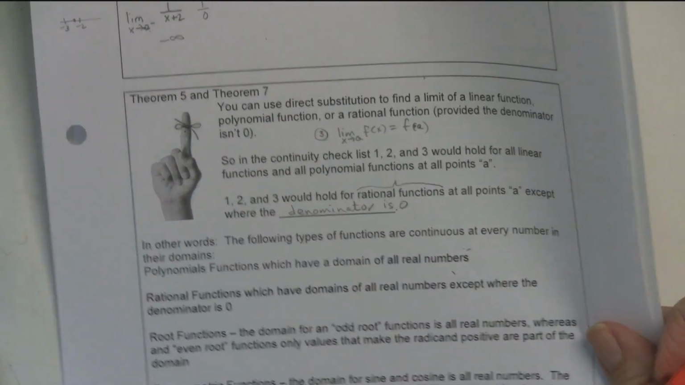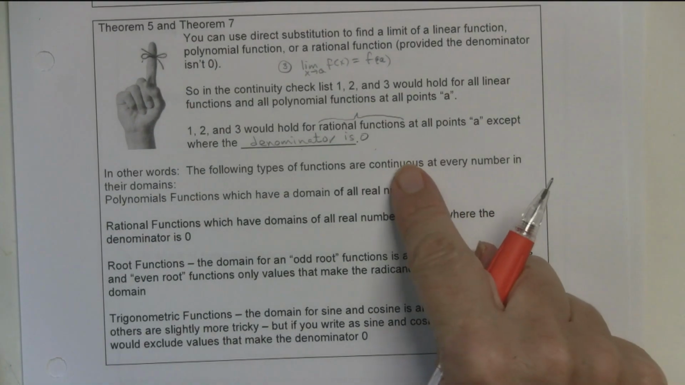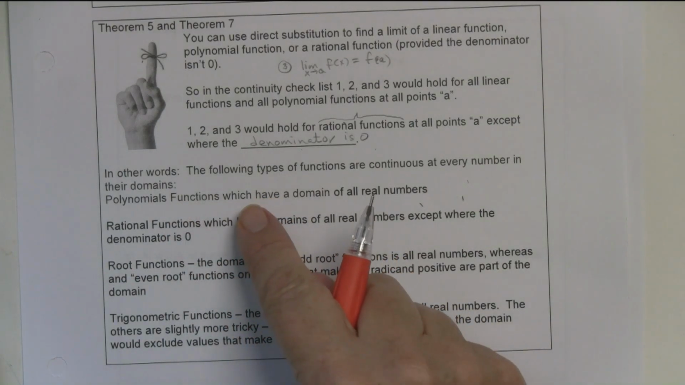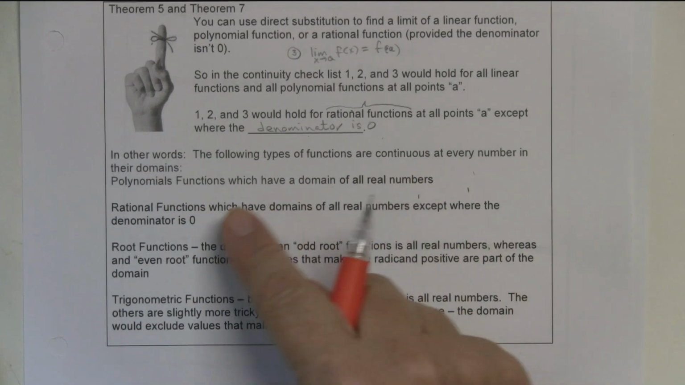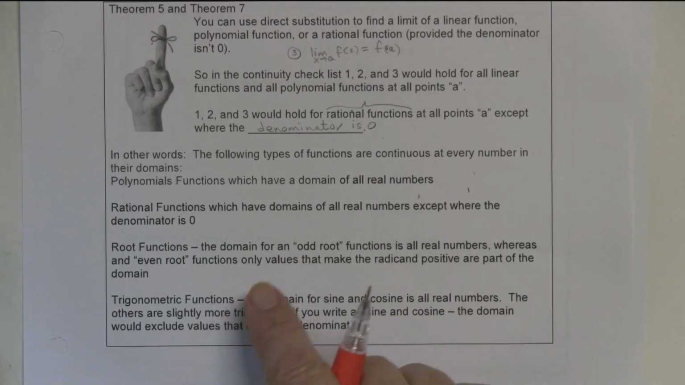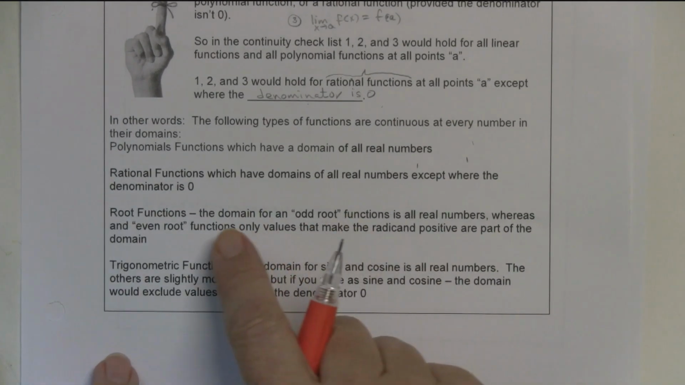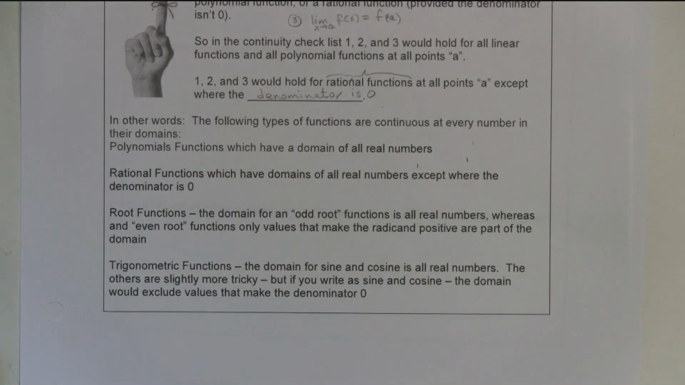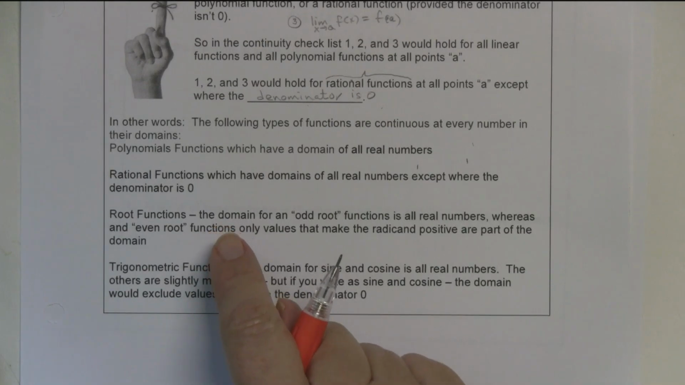So in other words, the following types of functions are continuous at every number in their domains. Polynomial functions, because their domains are all real numbers, and rational functions are continuous except for where the denominator is equal to 0. And then root functions, they just make a note. So this is Theorem 5 and 7, and I just kind of wrote out what the theorems say. You're free to go look in your book and watch them.